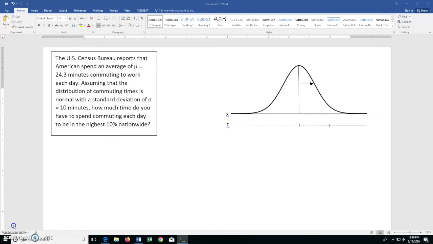This video gives an example of how to find raw scores when given a proportion using the unit normal table.